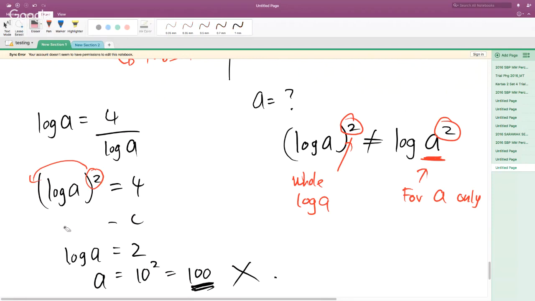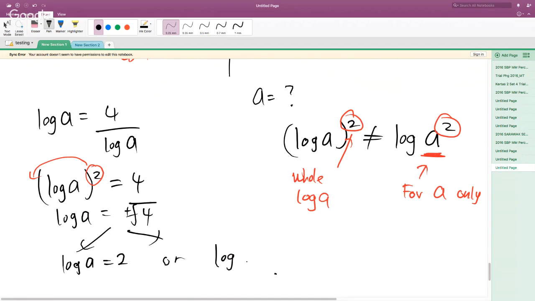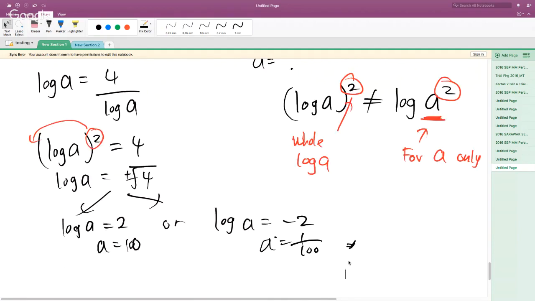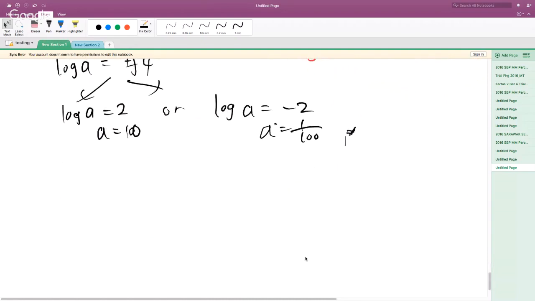So if you cannot, what you should do is move your square to the other side, and it becomes square root of 4, positive and negative. Then you will have 2 answers, which is log a equals 2 or log a equals negative 2. Then a will be 100 or 1 over 100. Okay, this is something you should understand about log. People make mistakes in log so easily, so I just want to make sure you don't make all these mistakes.